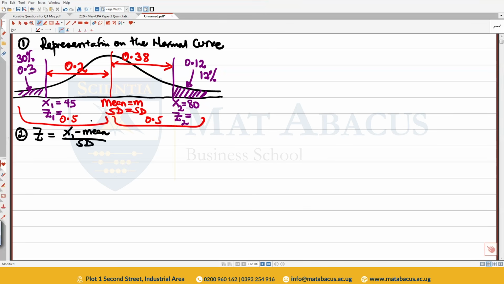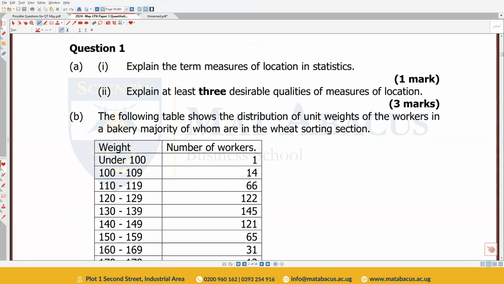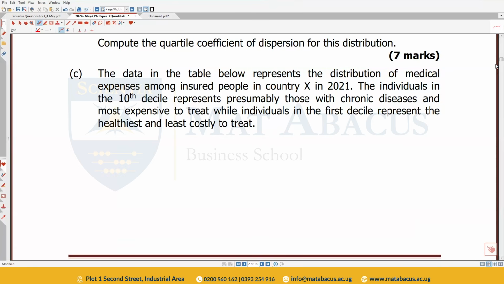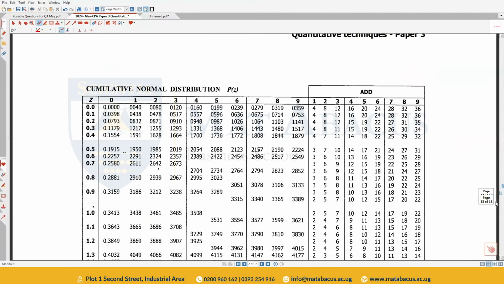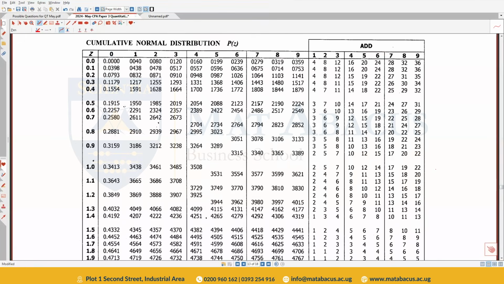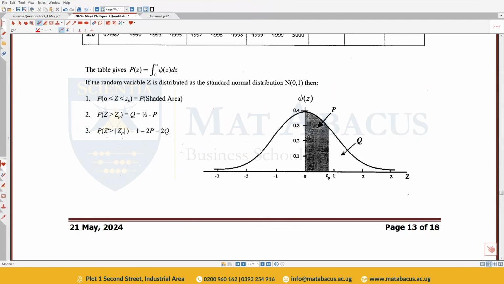So before you proceed, go to your examination paper. At the back of your paper, go down up to where you see the Z value. So this is your Z curve. Like I told you, the Z curve reads only this area P. This is the area which it reads from 0 up to Z.